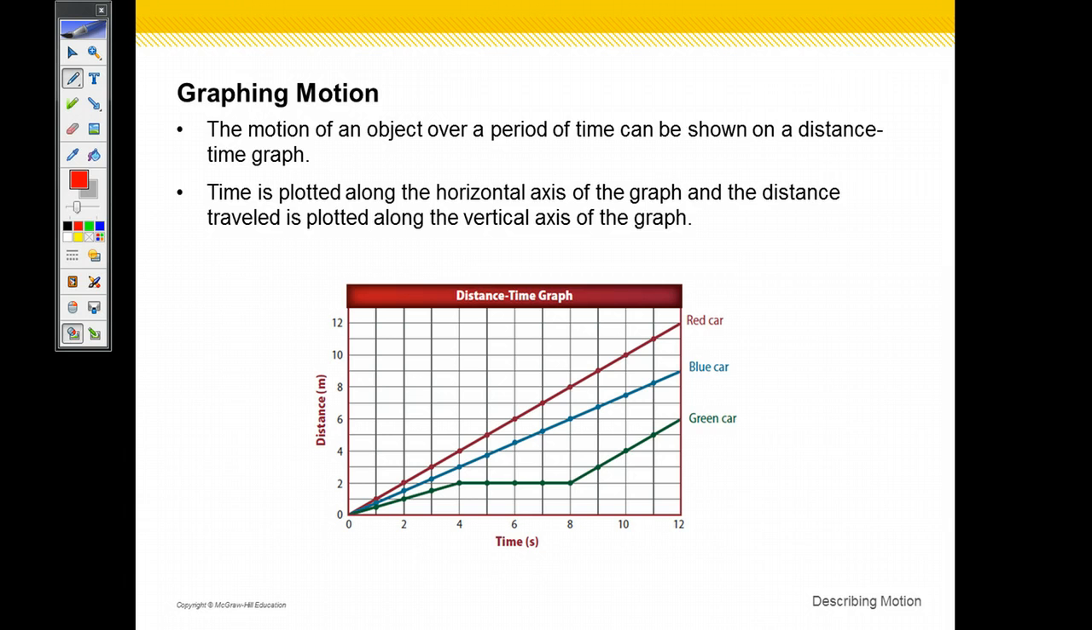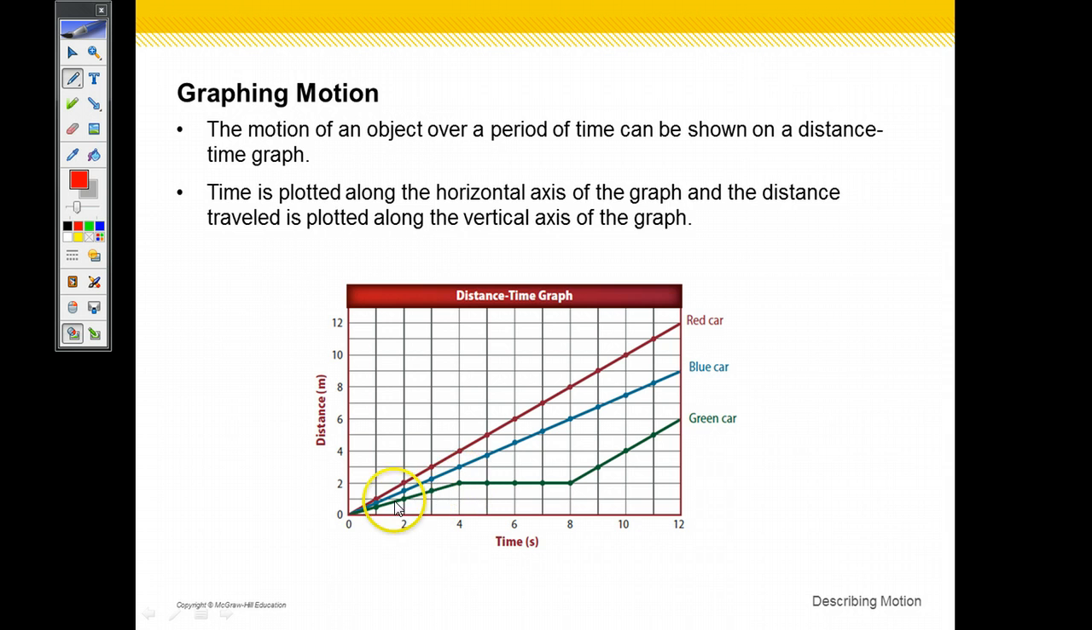Graphing motion: the motion of an object over time could be shown on this distance time graph. The fastest car here is the red car because it has the highest slope. If you figured out the slope of this red car, it's also because it's angled the most that it's the fastest car. Then we got the blue car.